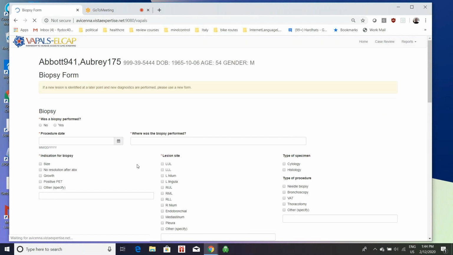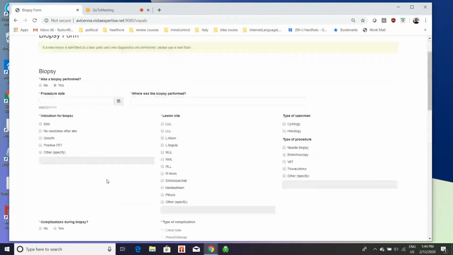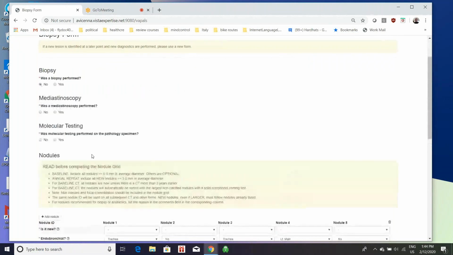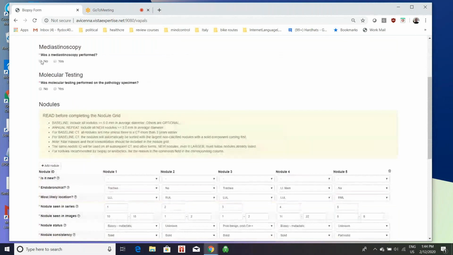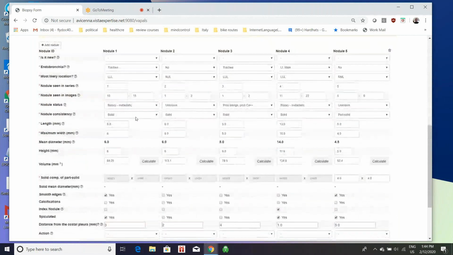Okay. So was biopsy performed? I hate to say yes, because look at this, it gets ugly. But here it is. I'm just going to say no. And I'm going to say no to this too. And we didn't do any molecular testing, because what we really want to see are these nodules, right? And this is exactly what we're talking about. So here's all the nodules that have been pulled forward. Remember, there were 5 of them.